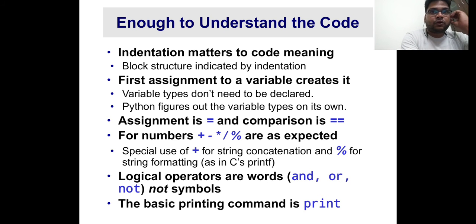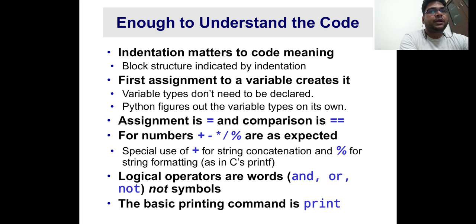Enough to understand the code. Indentation matters to code meaning. Block structure is indicated by indentation. The first assignment to a variable creates it. Variable types don't need to be declared. Python figures out the variable type on its own. Assignment is single equal to and comparison is double equal to.